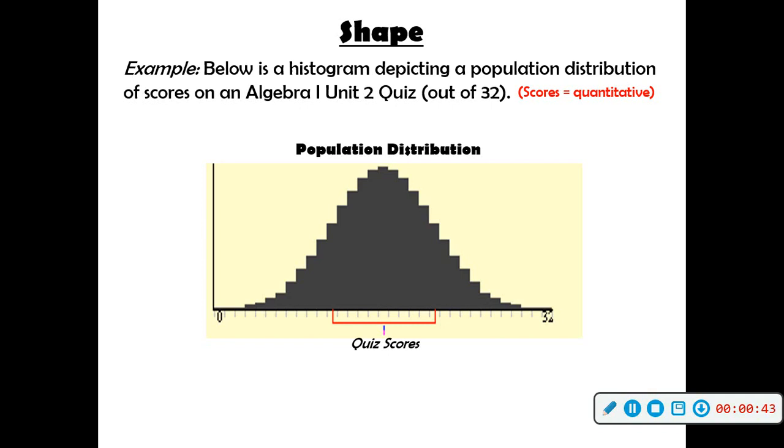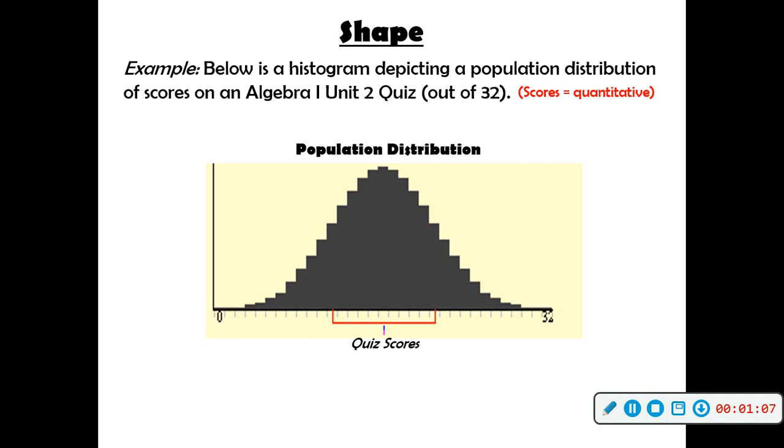Now, we're going to start with a population distribution. So our histogram here is the population distribution of all of the Algebra 1 Unit 2 quiz scores. And as we can see, the mean is in blue and the median is in pink, and those are right on top of each other. We have a roughly normal distribution here, spread going from 0 to 32.